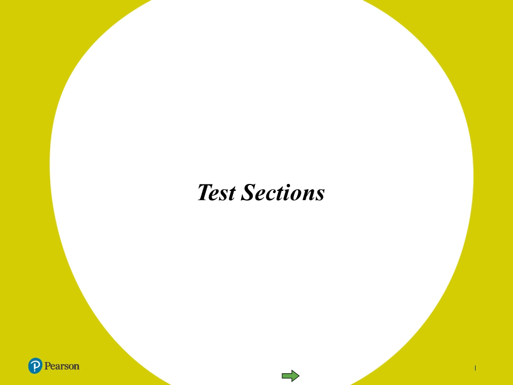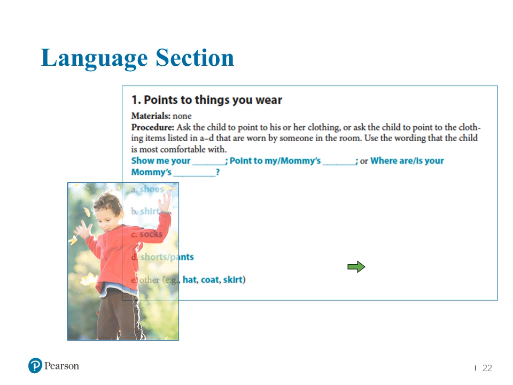All right, let's talk about the test sections. Let's think about the language section here. So for the first one, points to things that you wear. Essentially, you would be asking the child to point to certain things on their person that they may wear or that their mother or caregiver may be wearing. So it's show me your shoes, show me your shirt, point to mommy's socks, point to daddy's hat, where is mommy's, etc. So these are the words that you'd be asking.